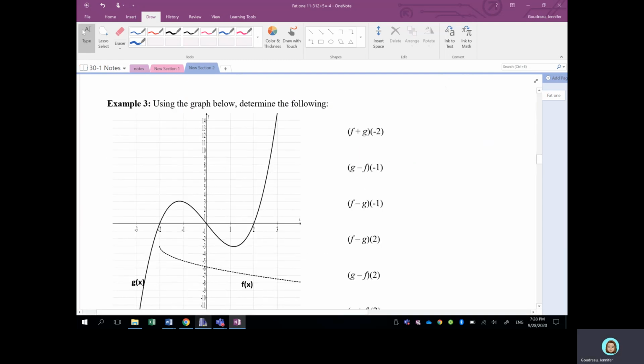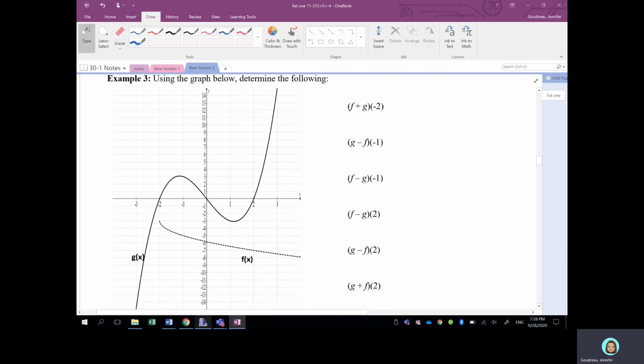In example 3, we are given the two graphs of f and g, and we are asked to do some evaluation, keeping in mind that when we do evaluation from the graph, we are adding and subtracting the y values. Let's look at the first one.